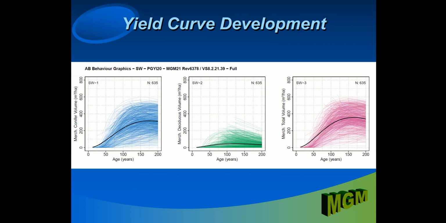So yield curves, we've seen this graph already, but this is the white spruce trajectories. We basically took the 635 PSPs that were identified as pure white spruce. We projected them all out, and we fit a yield curve to it. This is the aspen component, and this is the total. So this is how you would build a yield curve if you used MGM.